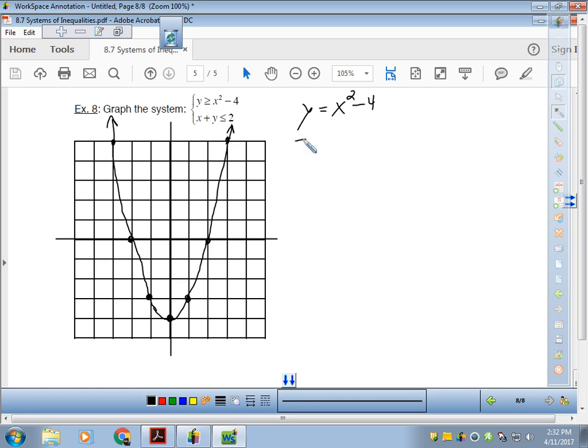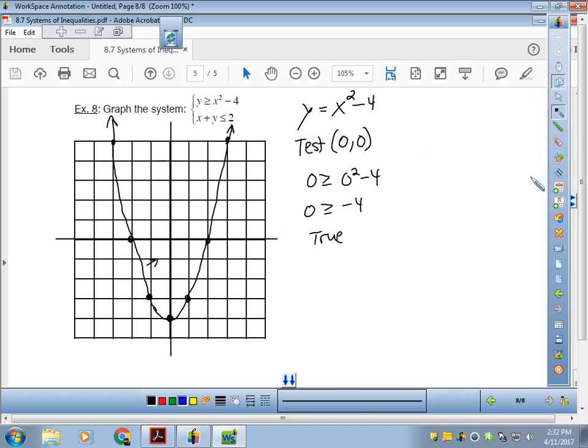We do need to test, though, to see where we shade. So let's test the origin, 0, 0. We have 0 greater than or equal to 0 squared minus 4. So 0 is greater than or equal to 0 squared is 0. 0 minus 4 is -4. Is 0 greater than or equal to -4? Yeah, it is. So that's true. So on the parabola, we do want to shade inside the parabola, so that way we include the point at 0, 0. Point right there.